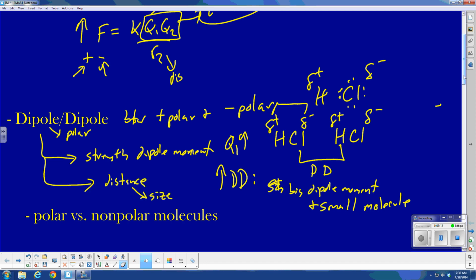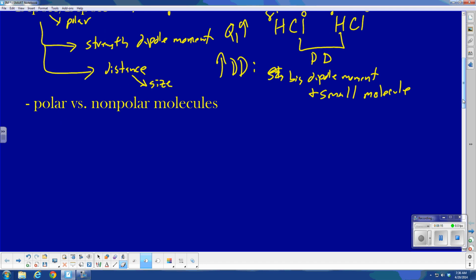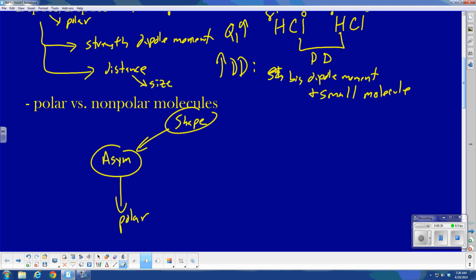Now, the key question on dipole-dipole is whether a molecule is polar or not. How do we know that? Here's the basic decision-making process. Number one, we have to look at shape. So the first question is what kind of shape, and is it asymmetric? If it is asymmetric, then it is polar. That's simple. If it is symmetric, it's not that simple. We have to ask ourselves another question.